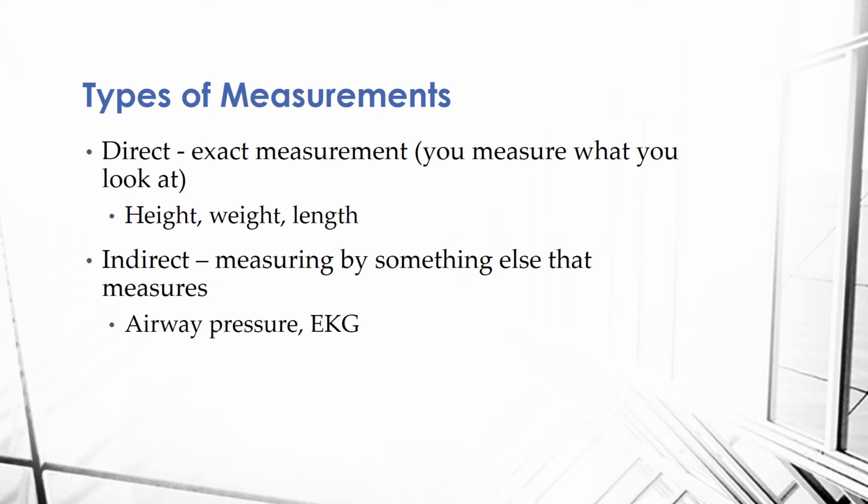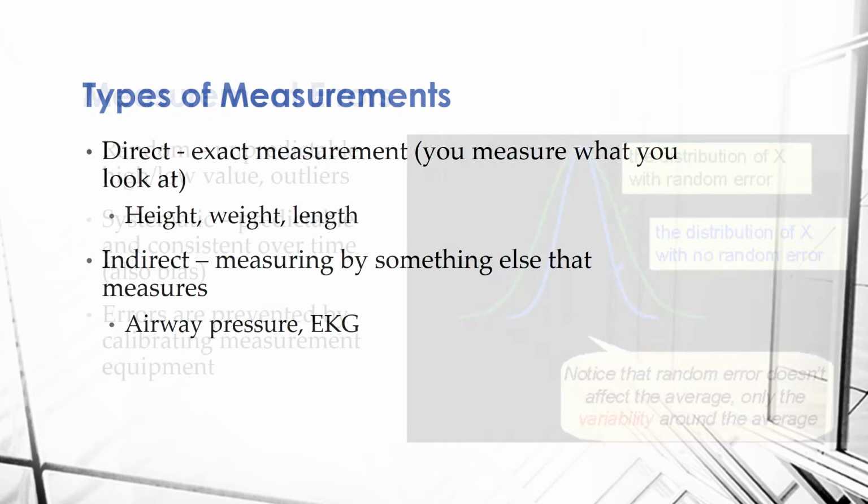And indirect measurements are something that's measured by something else. So this is your airway pressures, your EKG. Basically, with your airway pressure, you don't look at the ventilator circuit and say, oh yeah, this guy's got a peak airway pressure of 38 and a mean of 25. That's just not how it works. You have to rely on your sensors to tell you. The same with the EKG. You don't watch the electrical signal coming through a patient's heart and do your P's, your Q's, your QRS's, T's, all that stuff. You actually just rely on the monitor to do that for you.